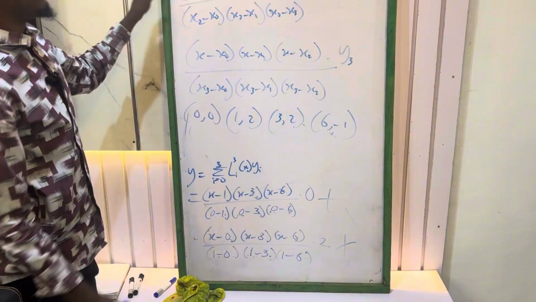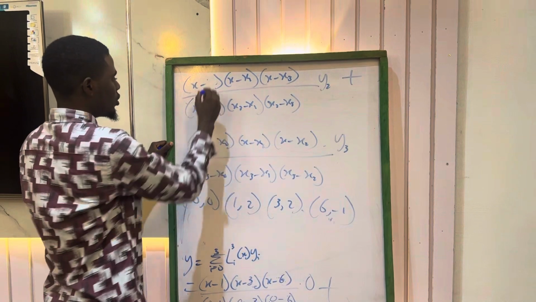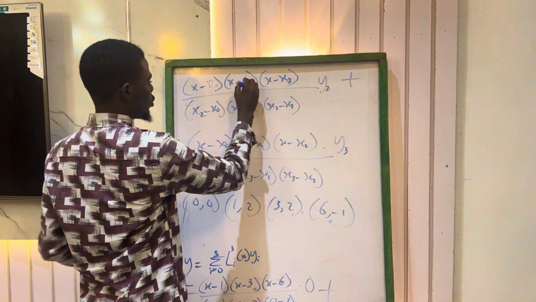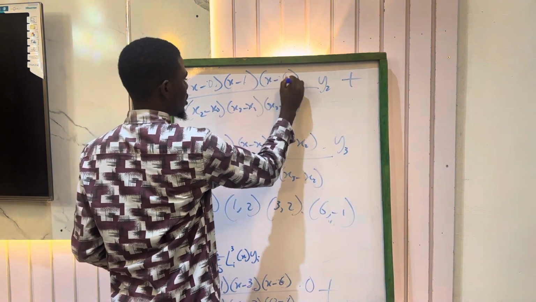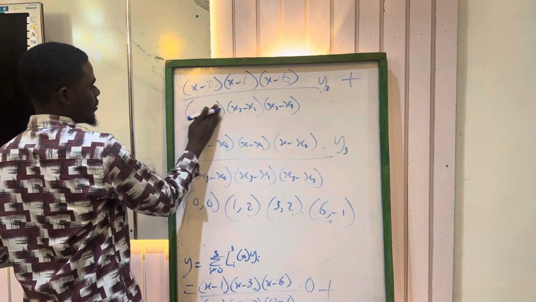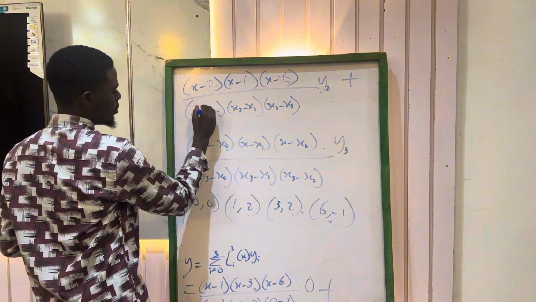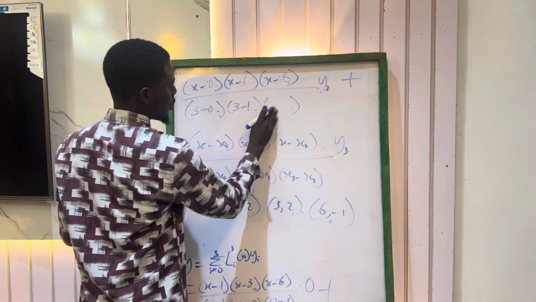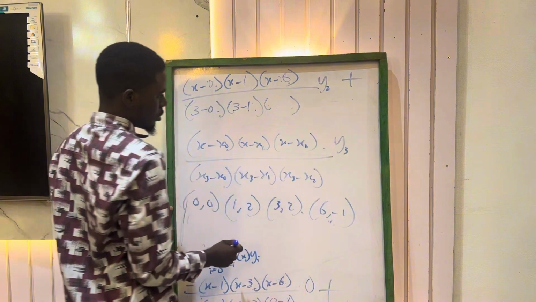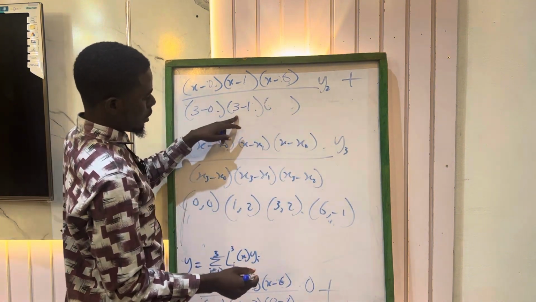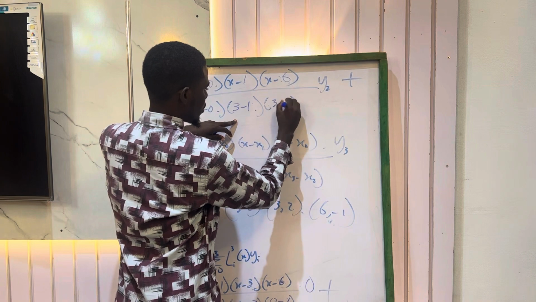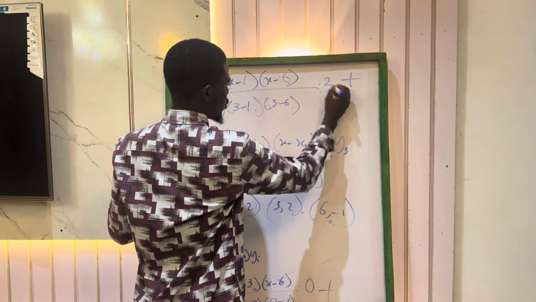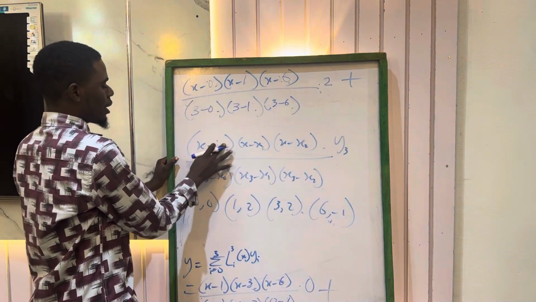So now going to the third term, our x0 is given as 0, so we just change this to 0. Our x1 is given as 1, so we're going to have 1 here. Our x3 is 6, so we're going to have 6 here. Then our x2 is 3, so we're going to have 3 minus 0, 3 minus 1 here, and 3 minus 6 here. Our y2 is 2, so we multiply by 2.